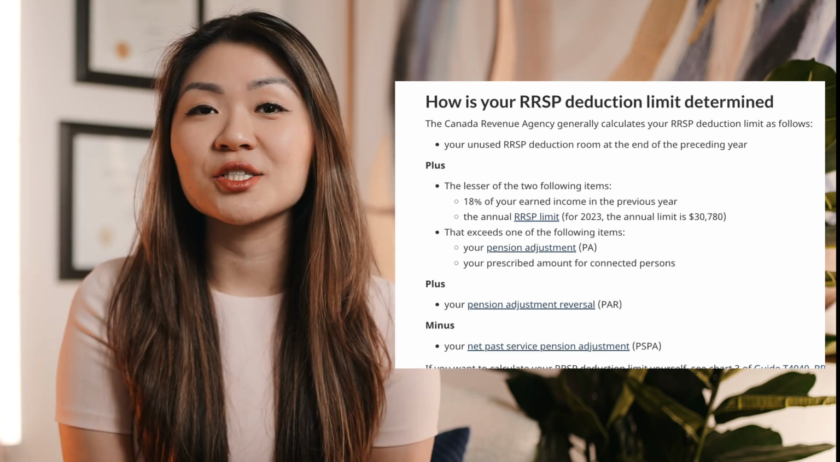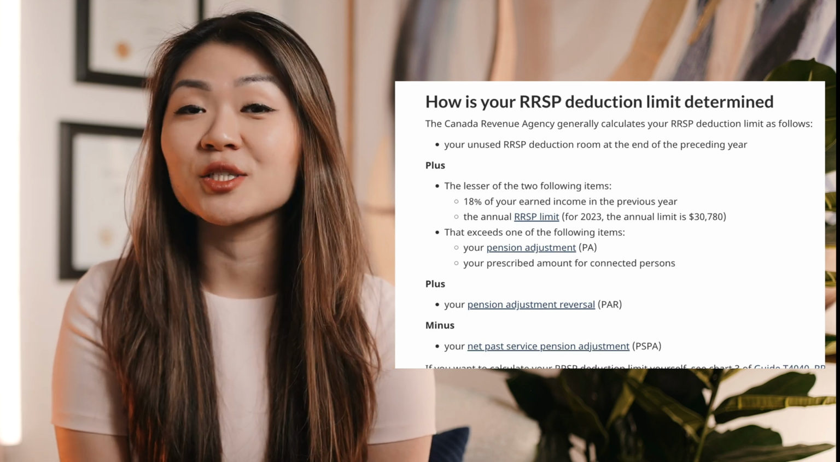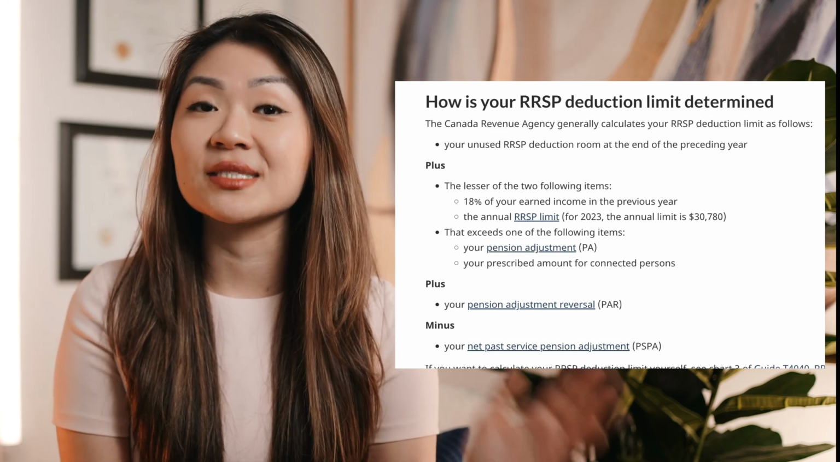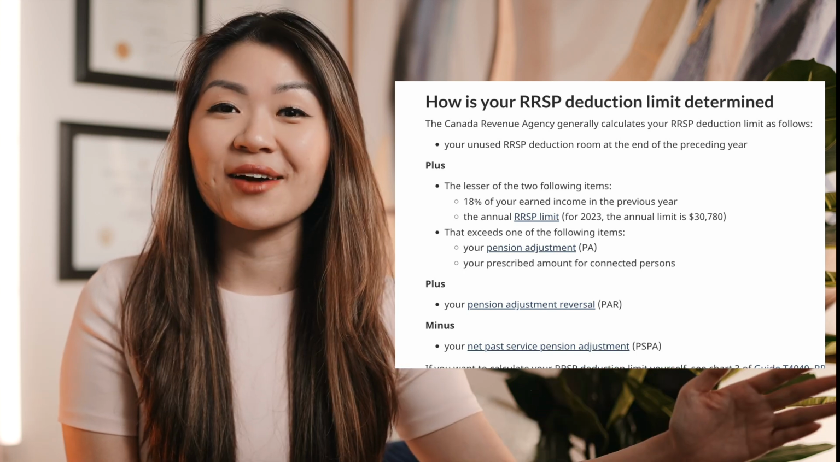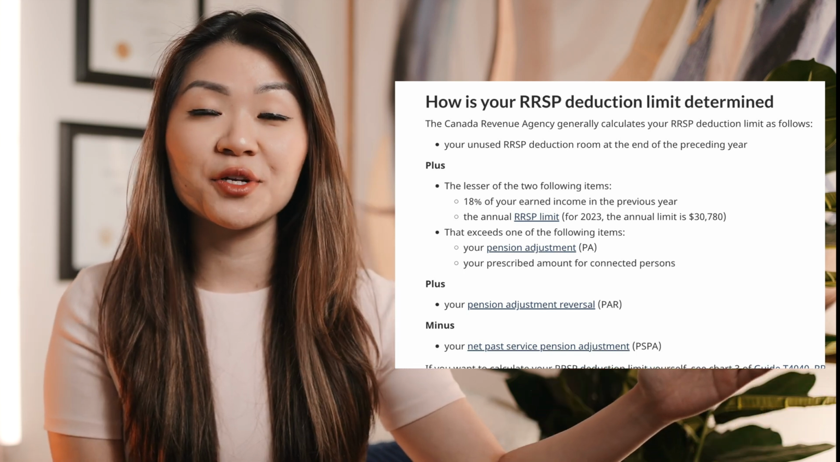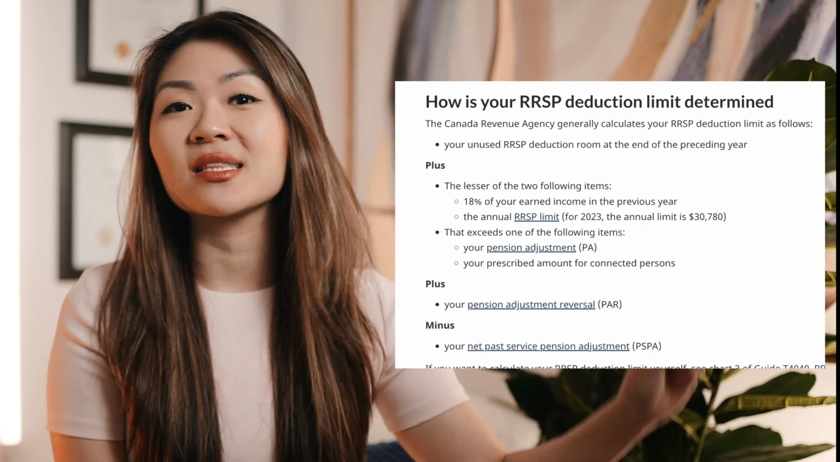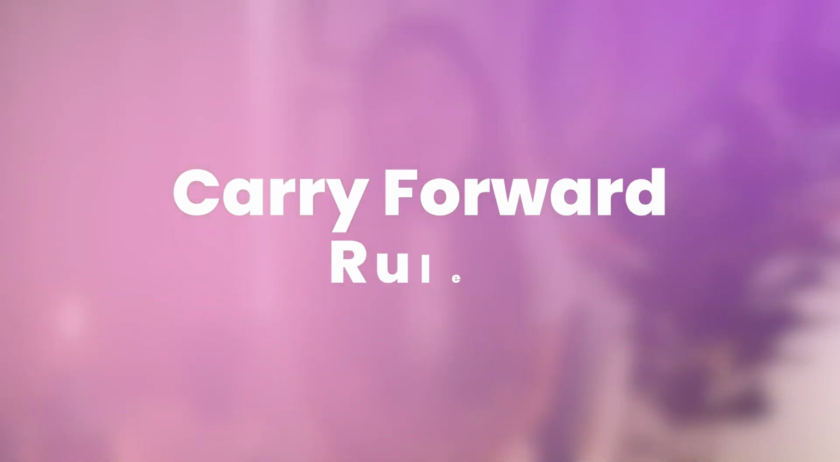They will make this calculation based on earned income every year, which is income from employment or income from self-employment. They then compare that to the annual limit, which is set by the government. In 2024, it was $31,560, and they will take the lesser of the two. Now, the good thing about RRSPs is that your contribution limit does carry forward. So in the prior year, if you made $100,000 and you had an $18,000 contribution limit increase and you did not use or maximize that $18,000 limit, you can carry that balance over to the next year.